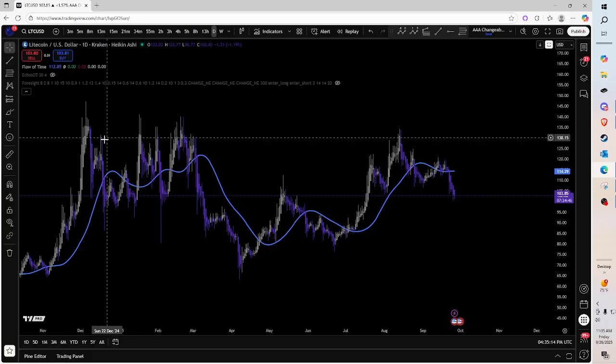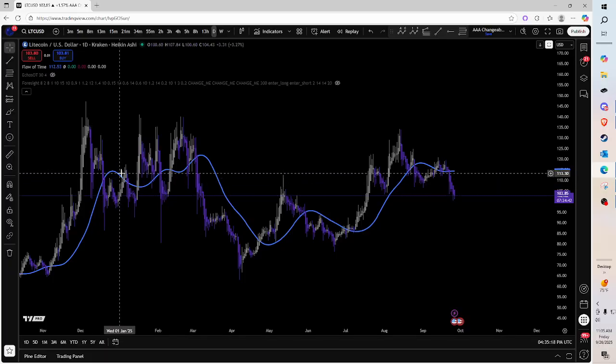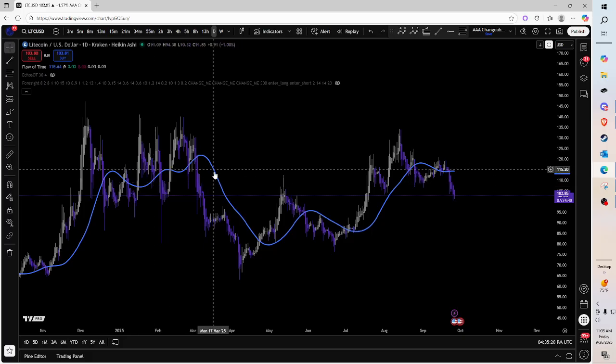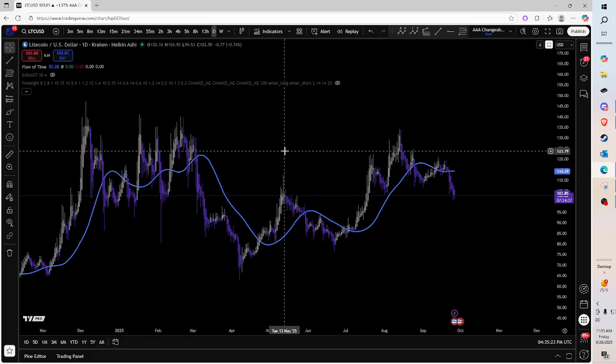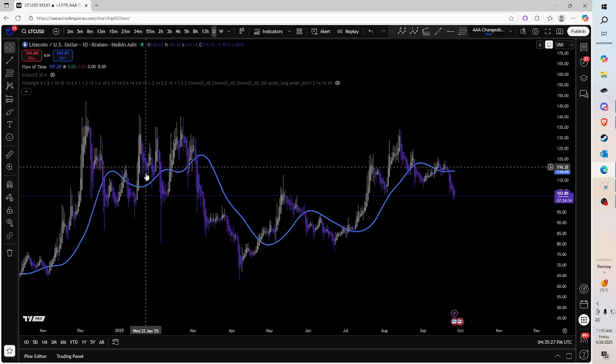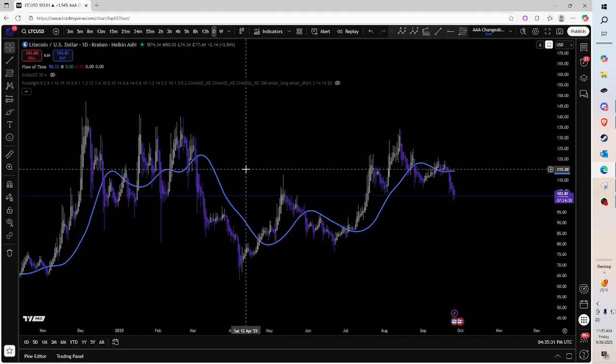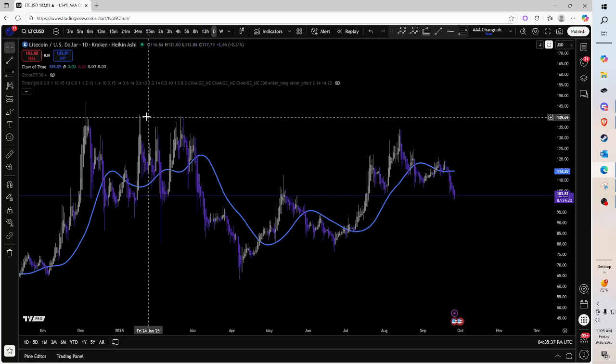But this may be the most important part of the Flow of Time, because it's sort of the thing that pulls price back to it consistently, and you can see that's true. It's constantly wanting to pull price back to it, so it gets a little further away and a little closer on both sides. So let's jump into what you can do with it.